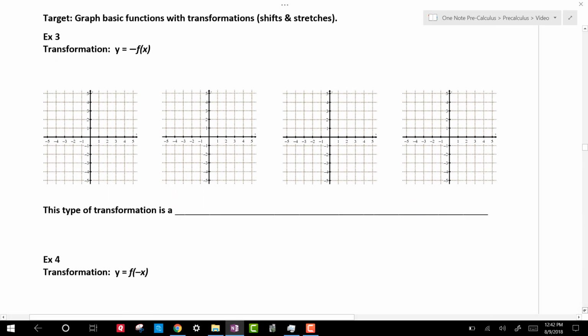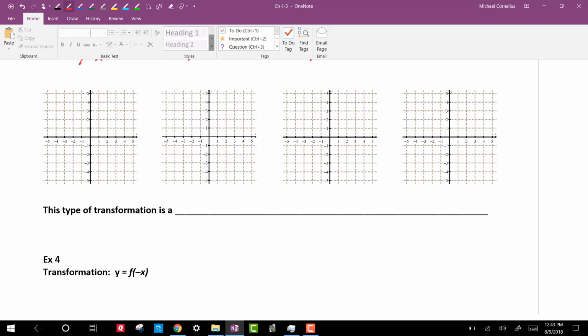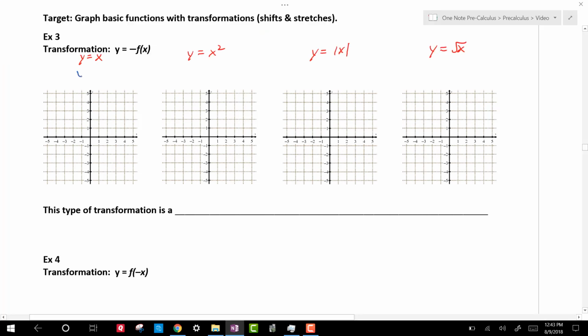This time we have y equals the negative of f of x. So what this is saying is take your function f of x and just toss a negative in front of it. Here are my 4 parent functions again: y equals x, y equals x squared, y equals absolute value of x, y equals the square root of x. All that's saying is put a negative in front of each one of those. So now I would have y equals negative x. That should be relatively straightforward.